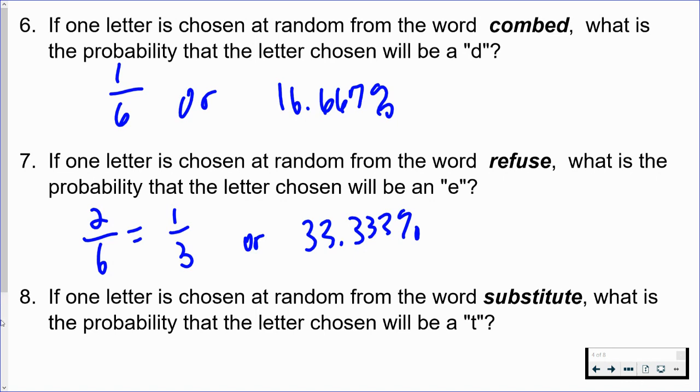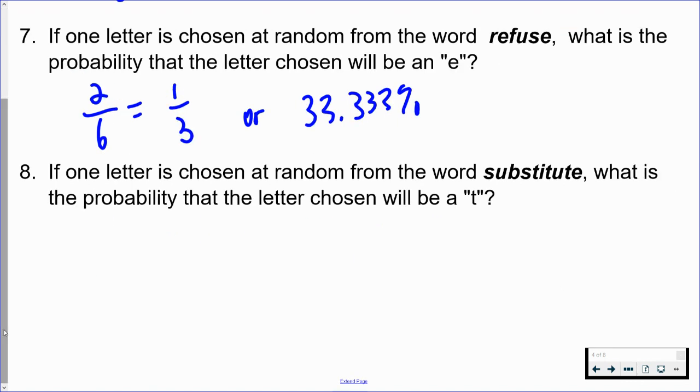All right, let's take a look at this last one here. If one letter is chosen at random from the word substitute, what is the probability that the letter chosen will be a T? Okay, so again, let's go ahead and count and get our total number of letters. 1, 2, 3, 4, 5, 6, 7, 8, 9, 10. So we have a number out of 10 possible letters, and we want to pick T. So let's see how many T's we have. We have 1, 2, 3. So our probability would be 3 out of 10, or this one's nice. That's easy to convert. That would be 30%. Okay. All right.